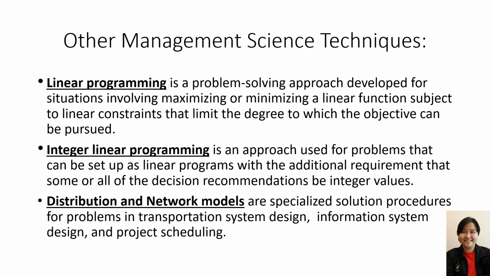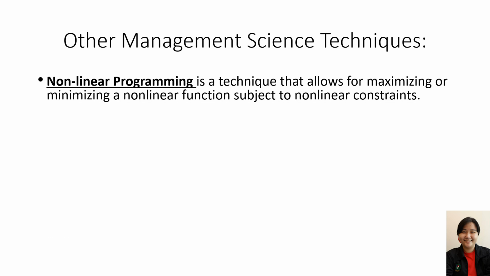Third, we have distribution and network models. These are special procedures related to transportation and assignment problems. Next, we have nonlinear programming, which, like linear programming, deals with maximization or minimization objectives. The difference is that while linear programming deals with linear functions, nonlinear programming deals with parameters or requirements that do not have a linear relationship.